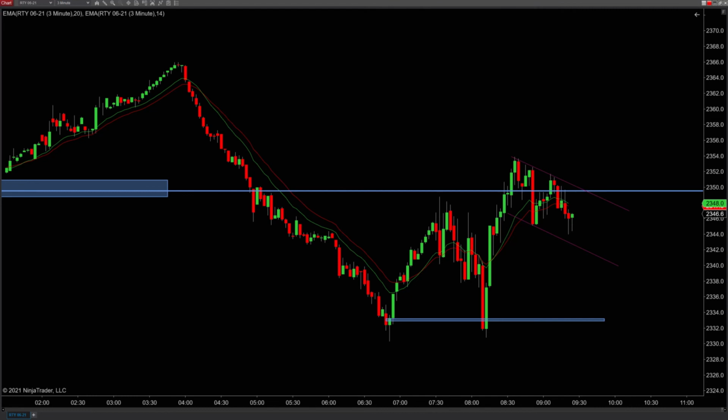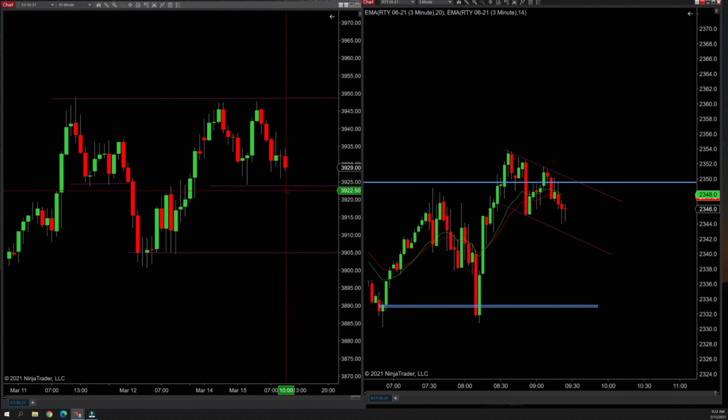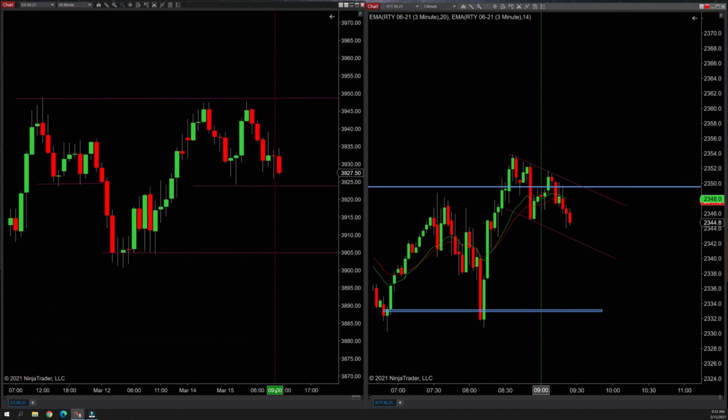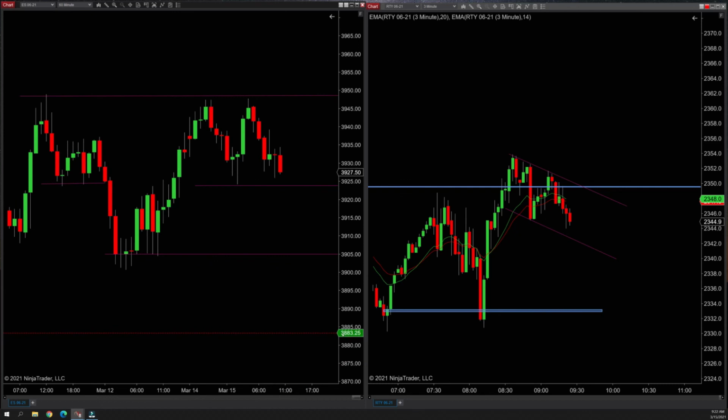ES is still toying around with this support area down here. It still hasn't come down and tested this area, and I still think it's going to do that. Well, there we go. As soon as I started saying that, it came down. I think it's going to come down and test this area here because of the magnet effect that I talked about earlier today. All right. Now we got something going on here, maybe.